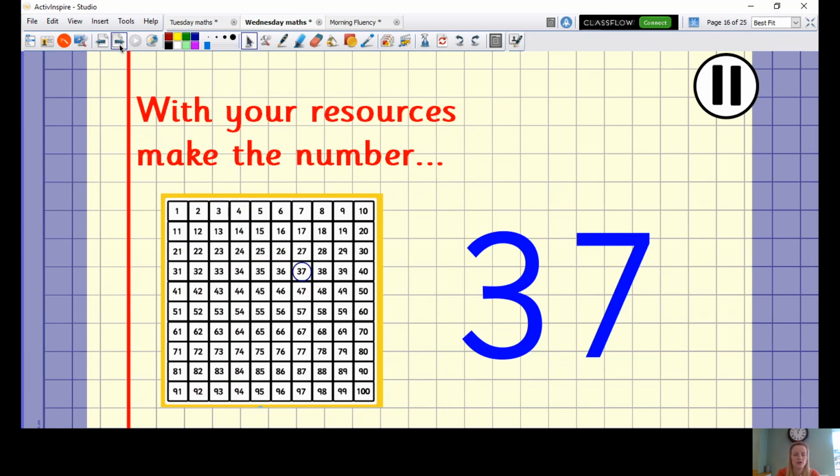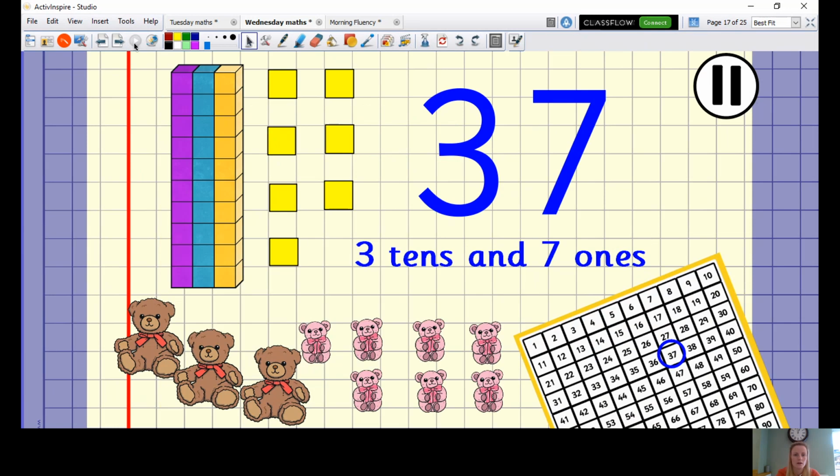Your next one is 37. I've got 37 on my number square. Press pause and have a go. I've got 3 lots of 10s, so 10, 20, 30. So 3 10s and 7 ones. So 2, 4, 6, plus 1, 7. I've managed to do that okay.